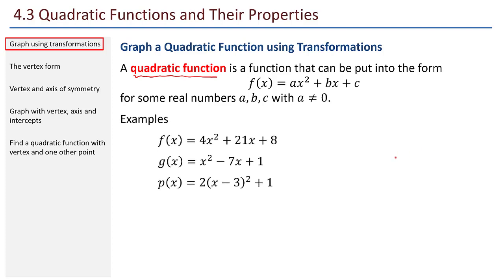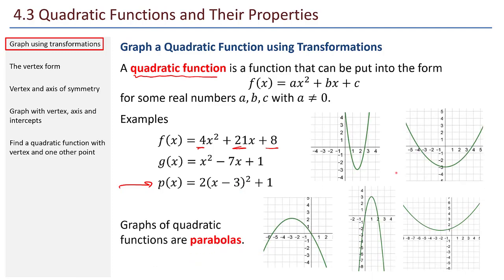Here are some examples. You can see in each case there's an x squared in there, and we have those coefficients, and all the coefficients are real numbers. This last one, p of x, isn't exactly in the form ax squared plus bx plus c, but I can put it into that form. If I use FOIL and expand out that x minus 3 squared, I'll eventually get it into the right form. Since I can put it into that form, this is a quadratic function.